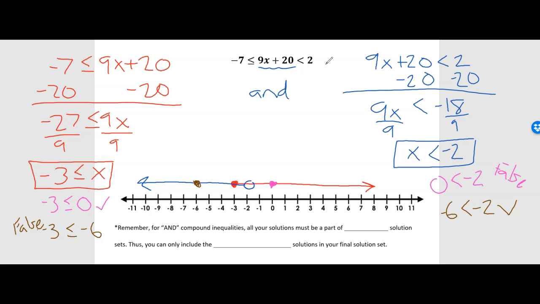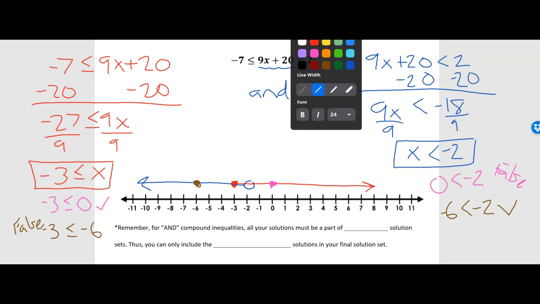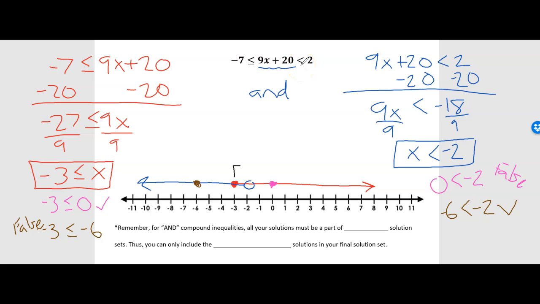So those points, and maybe you've already figured it out, are going to be found between these 2 points. They're going to be found where the inequalities overlap, right?